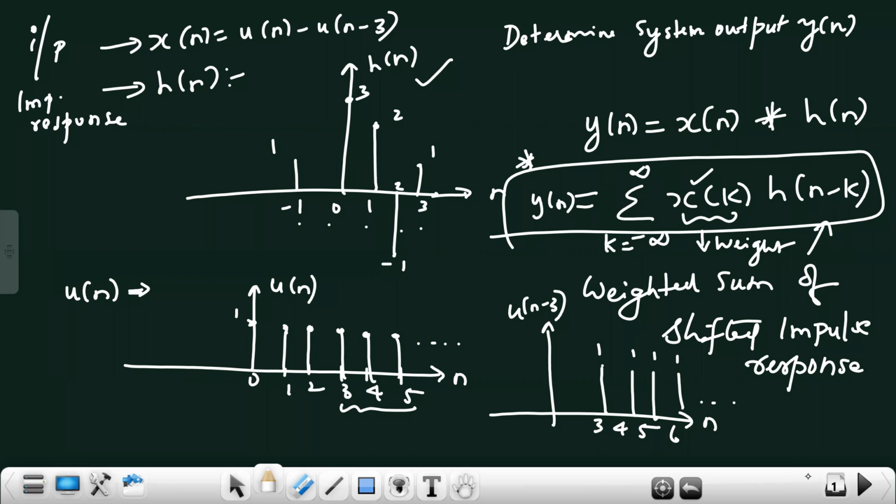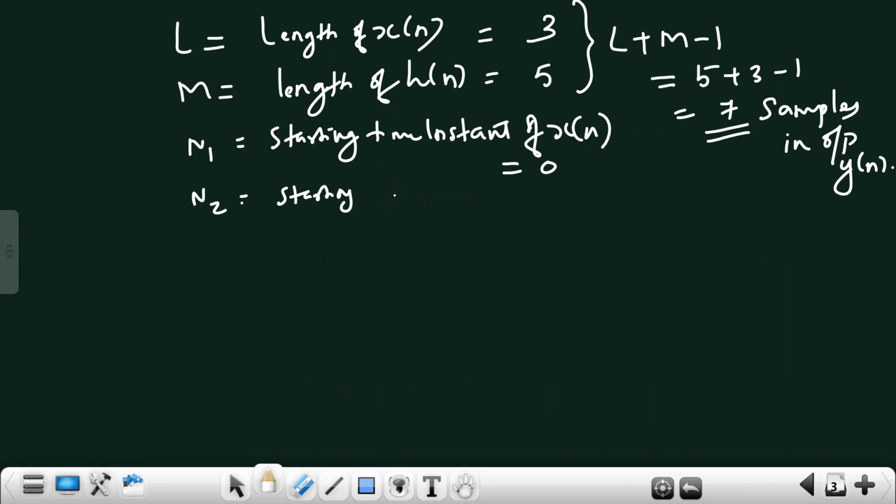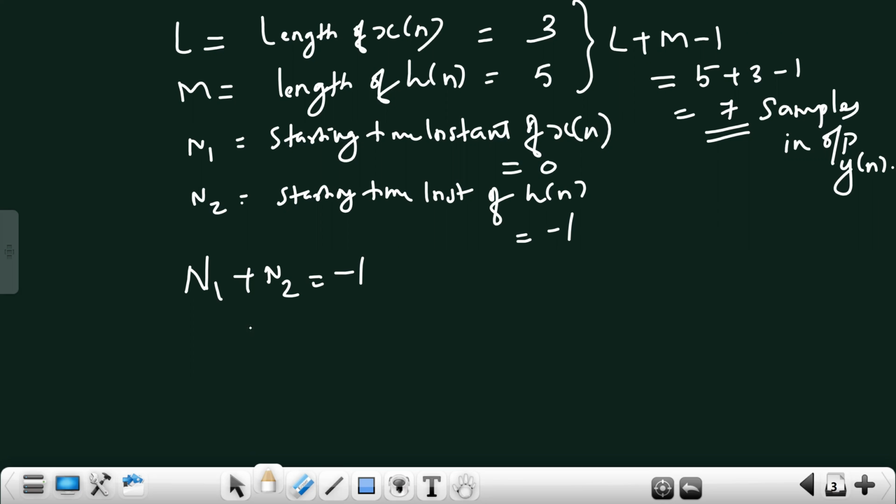Sir, -1, sir. Okay. So the starting time of h of n, as you can see, is -1, isn't it? So n2 will be -1. So n2 is the starting time instant of h of n, which is equal to -1. So n1 plus n2 is equal to -1. So this should be the starting time of the output. Clear? This is the starting time of output y of n.